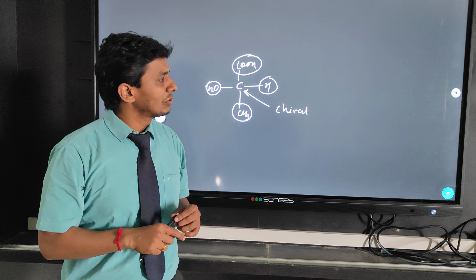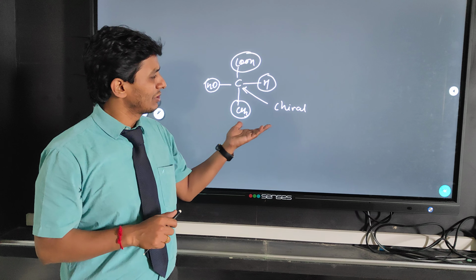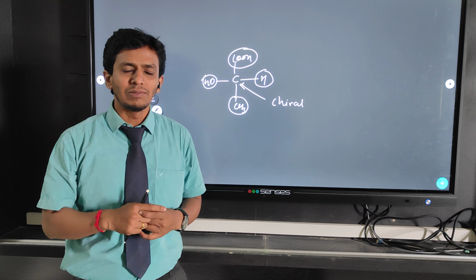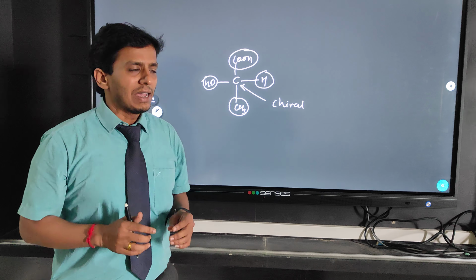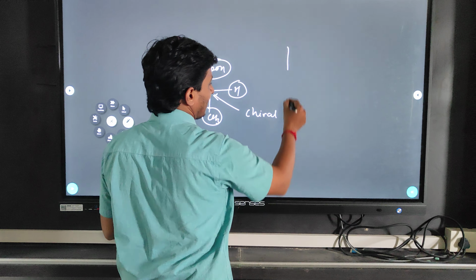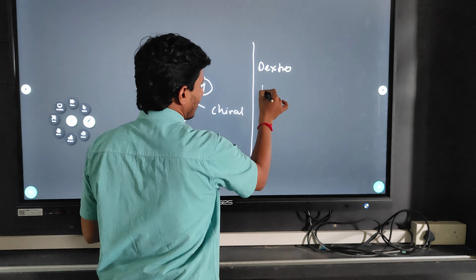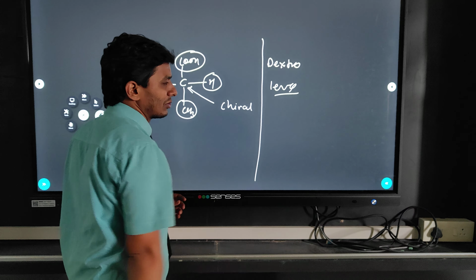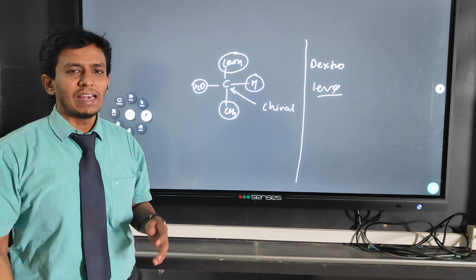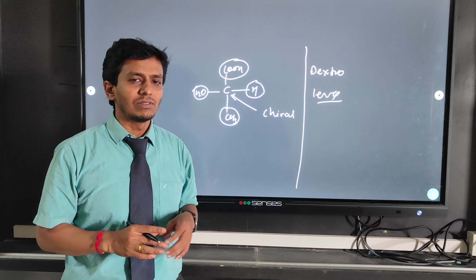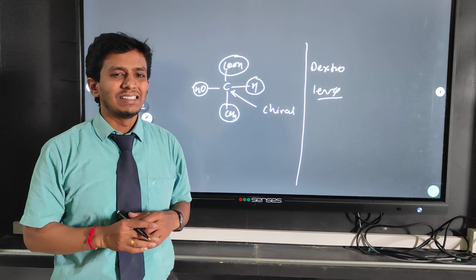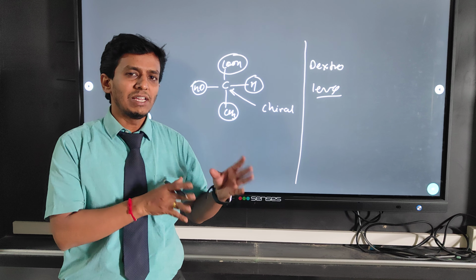Due to the presence of these chiral carbons, optical isomers are categorized into dextro and levo. This dextro and levo character of a molecule is because of its interaction with plane polarized light.